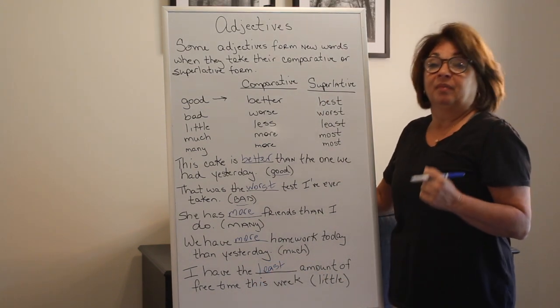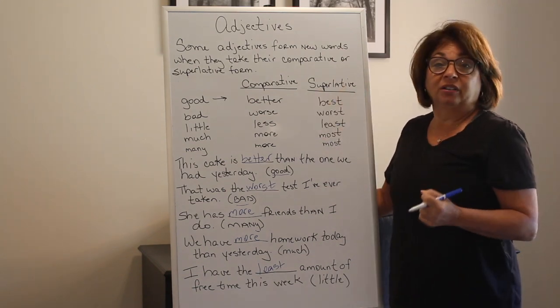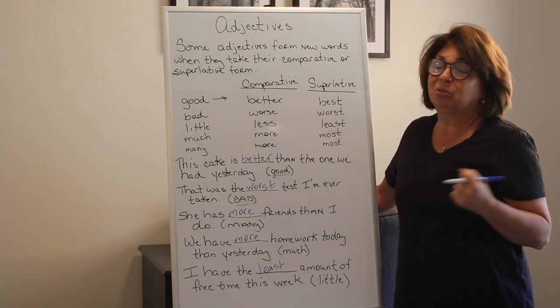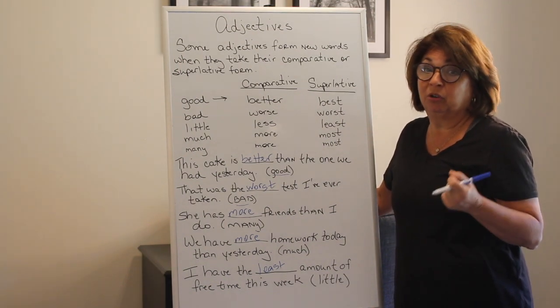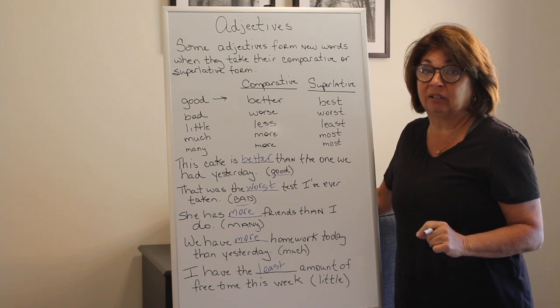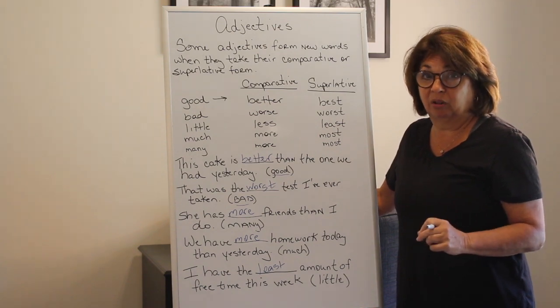All right, kind of keep an eye on this chart, see if you can memorize it, but also listen when you're doing your sentences as to what would sound correct, and keep in mind when you're comparing 2 things, you're going to use comparative, 3 or more using superlative.